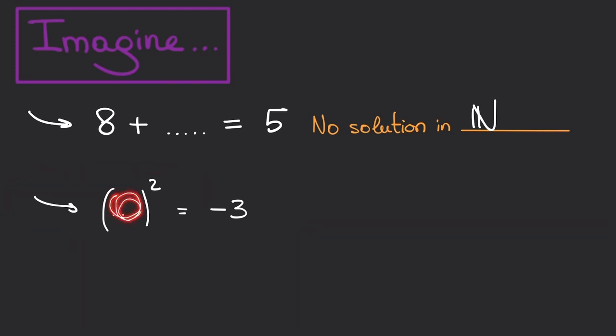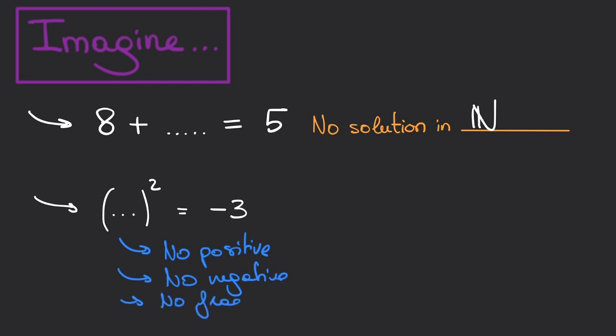What possible number can I put here that will make my equation work? Well, let's think a little bit about that, because no positive number seems to work. If I square any positive number, I cannot have a negative number. Problem is that if I square a negative number, I still can't have a negative number at the end. No fractions seem to work here. No irrational number. I mean, pi is not a solution. Square root of 2 is not a solution. So what can I do here?